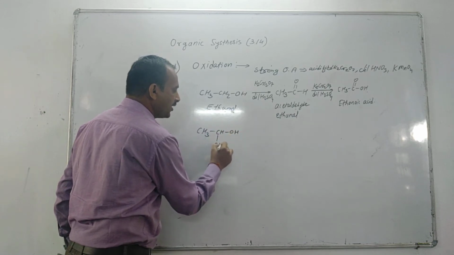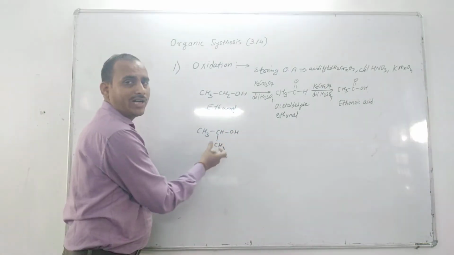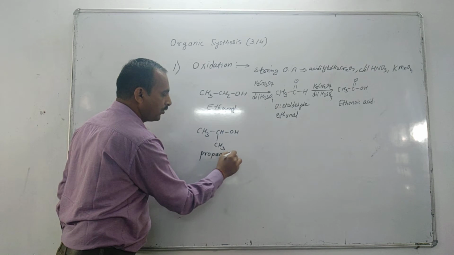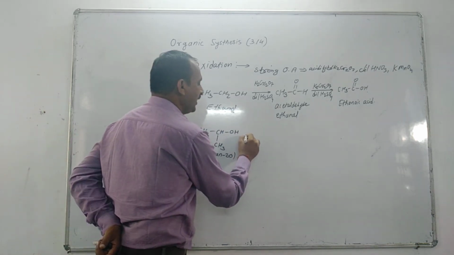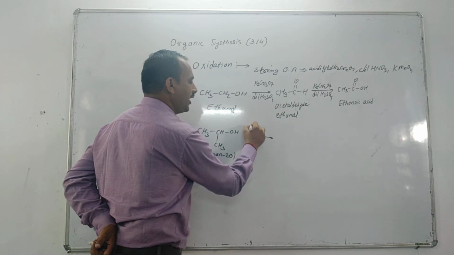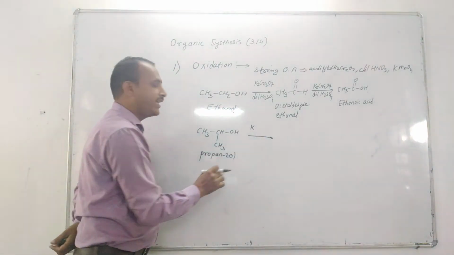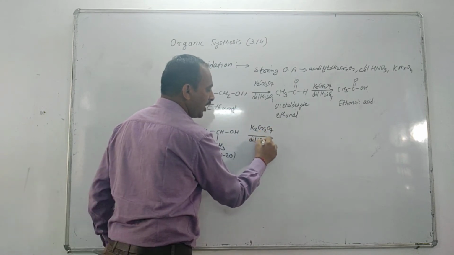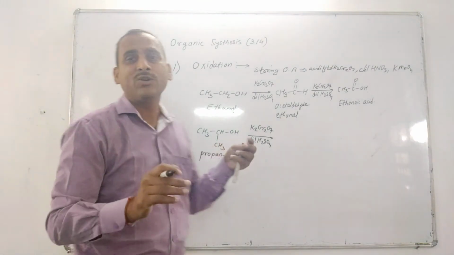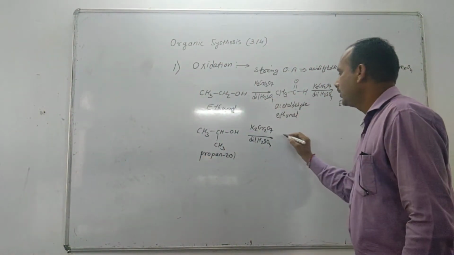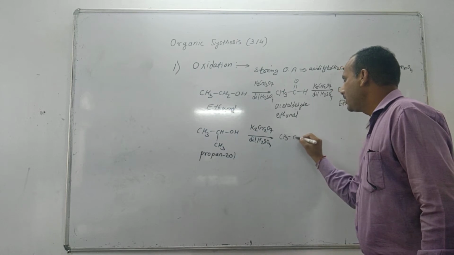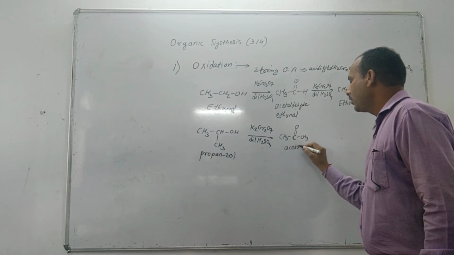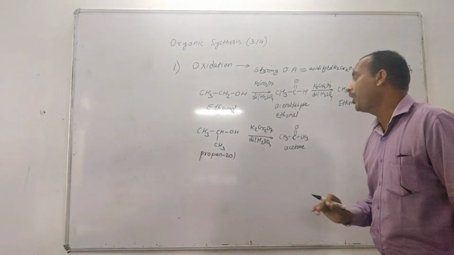CH3CHOHCH3 is propane-2-ol, or isopropyl alcohol. It is again oxidized. Let's take the same oxidizing agent, K2Cr2O7 with dilute H2SO4. Again, this secondary alcohol is oxidized to a ketone, that is CH3C=OCH3, acetone. The IUPAC name is propanone.